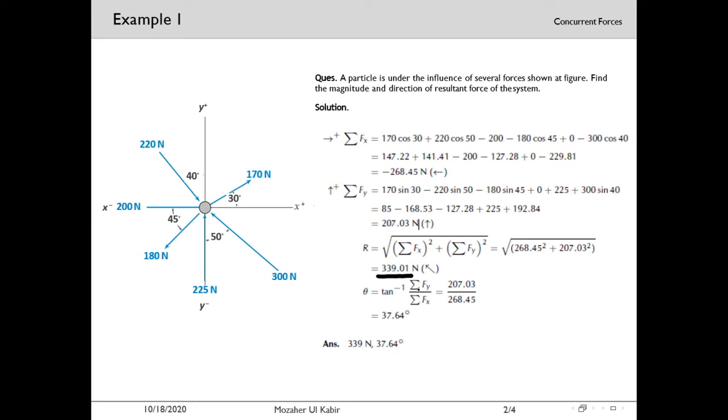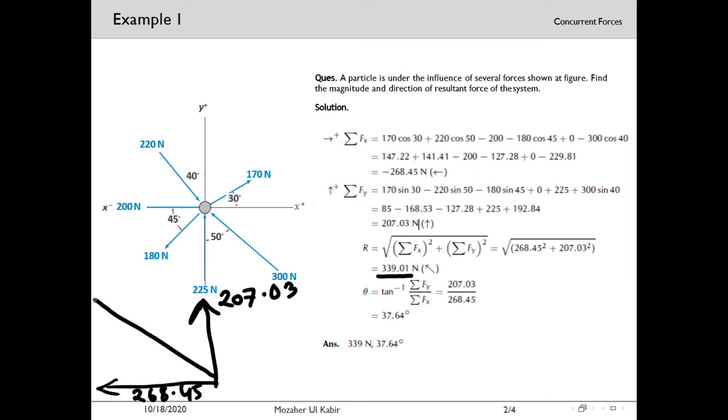339.01 Newton. So here we can see that the x component was acting in this direction and summation of f of y was acting upward, which was 207.03 Newton. This one was 268.45, and the value of the resultant, let's denote it with red sign, is 339.01 Newton.